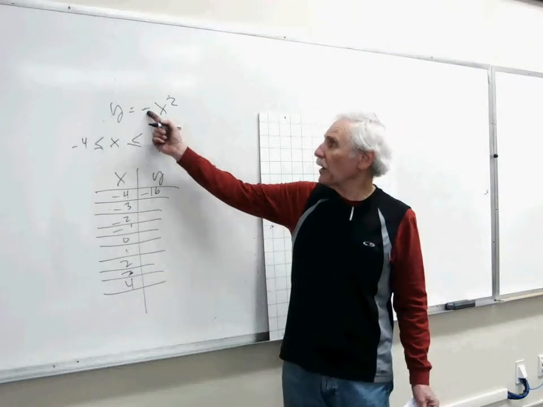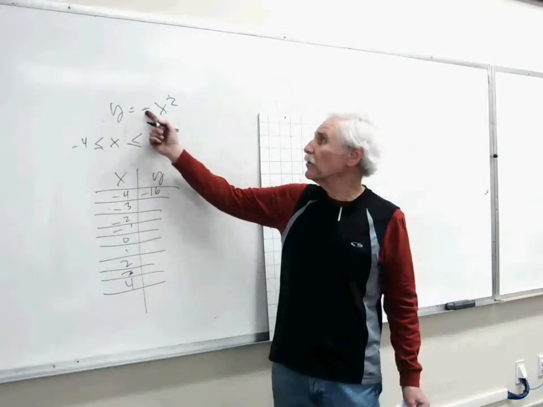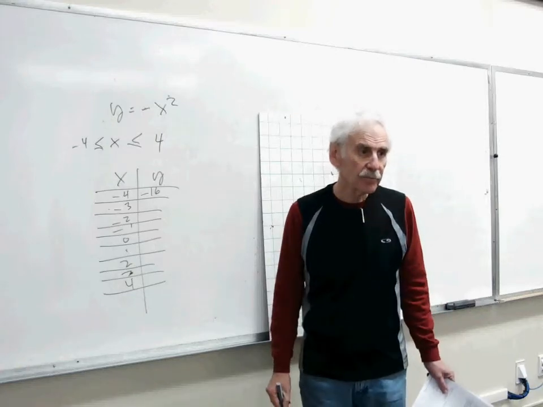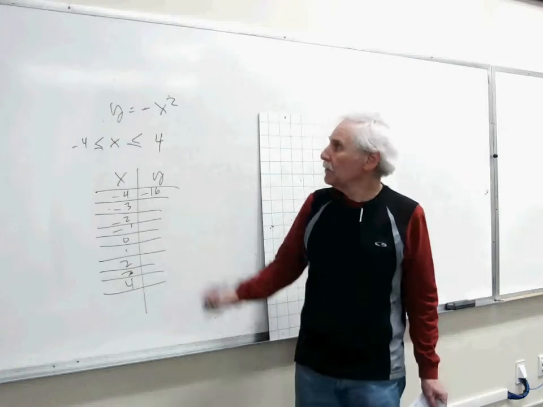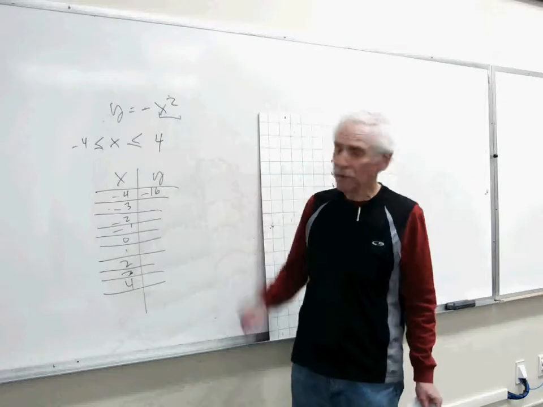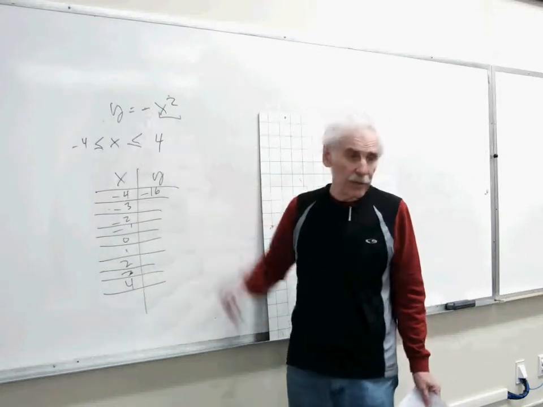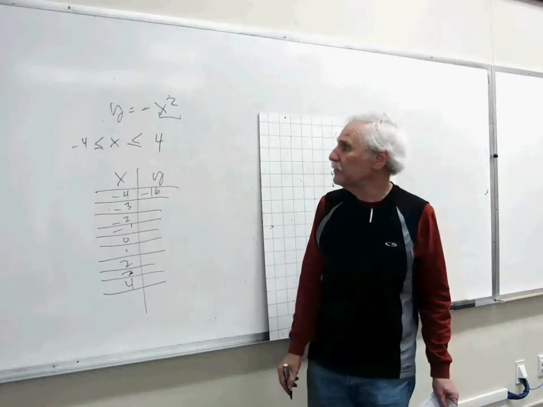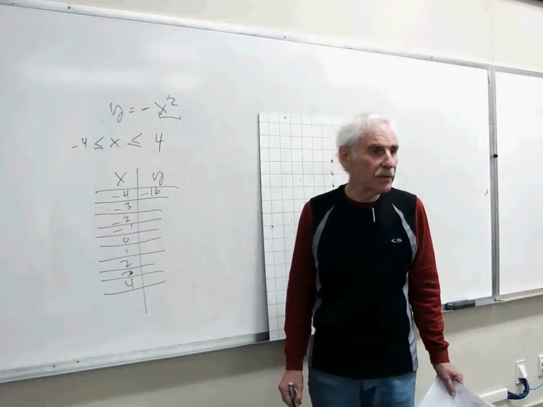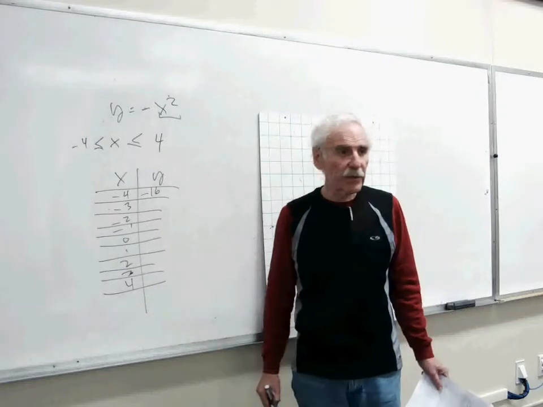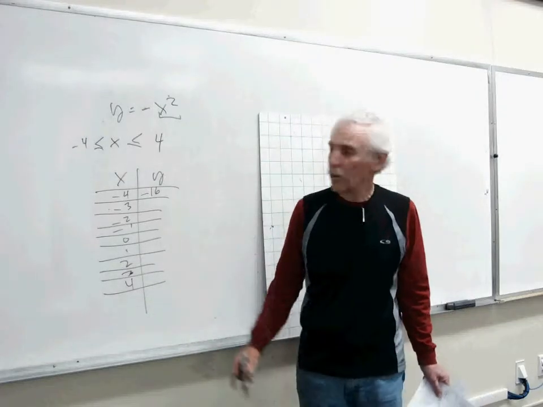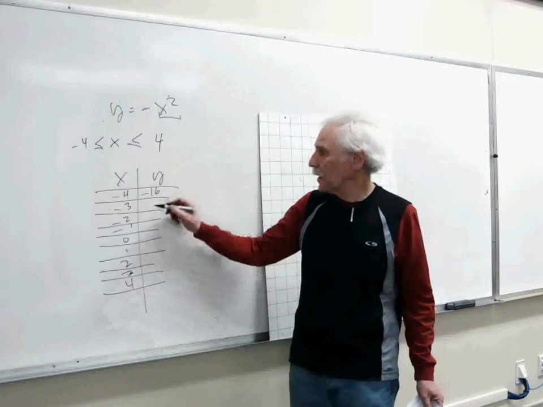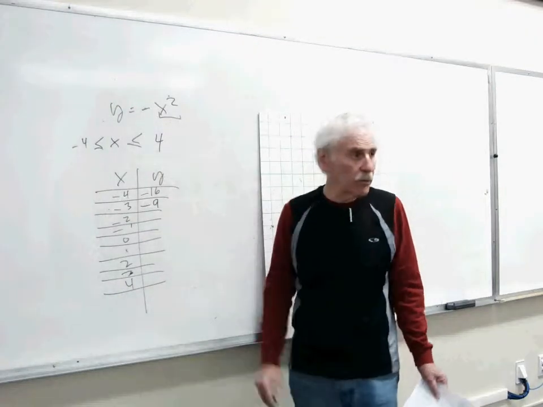Yeah, but the equation is y equals minus x squared, not plus x squared. But wouldn't minus 4 times minus 4 be 16? Yes, and that would give you this part, but there's a minus in front of the whole thing. Oh, I see, minus 16. All right, what about when x is equal to minus 3? What is the square of minus 3? 9, and so that would be minus 9 because we have the minus coefficient.